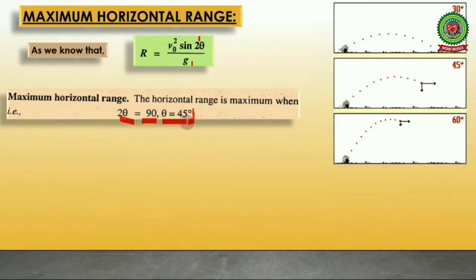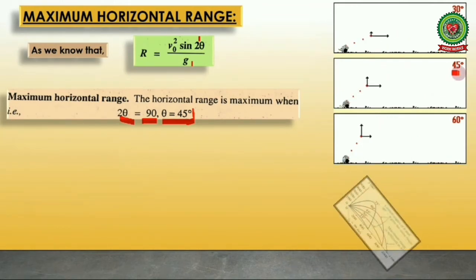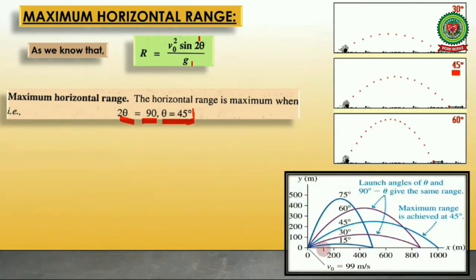Students, this means that when a projectile is thrown at an angle of 45 degree, it will cover the maximum distance. Here you can compare the range of 3 projectiles. The first one is projected at 30 degree, the second is 45 degree and the last one is at 60 degree. Out of these 3 cases, the distance covered by the projectile is maximum when theta is 45 degree. There is another graph which shows that the maximum range is at 45 degree.